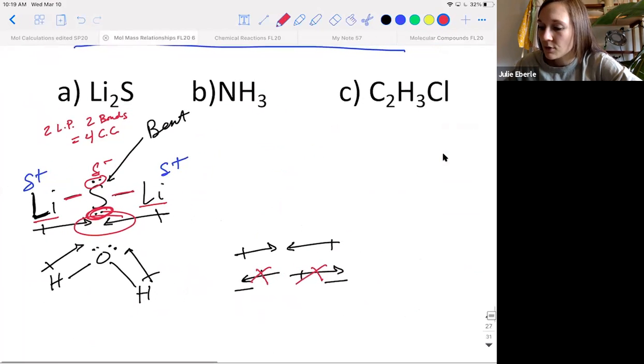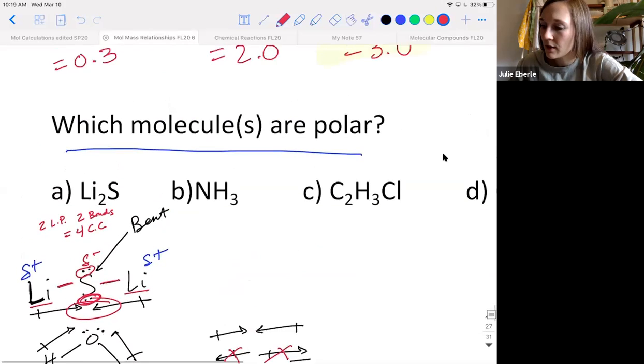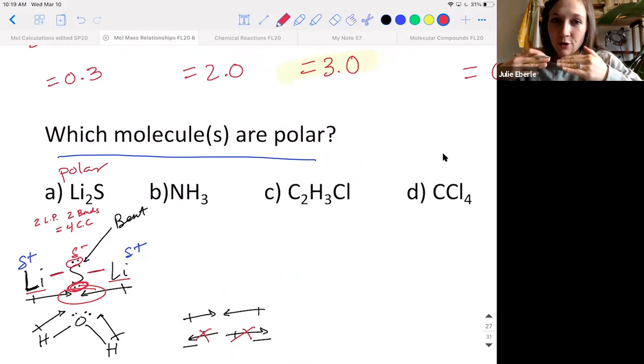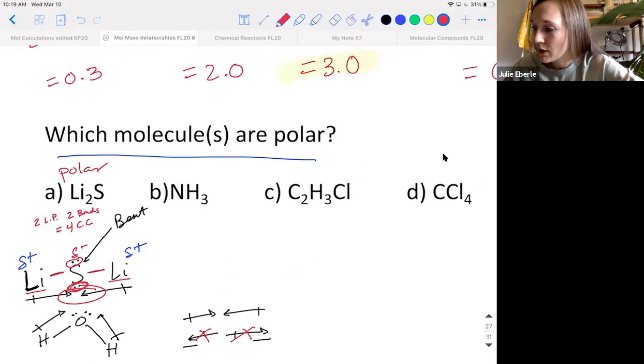So this one actually, okay, good. This one is polar. The dipoles do not cancel out. But this one's tricky because you would be tempted to say, oh, those arrows do cancel because they're pointing the same way.